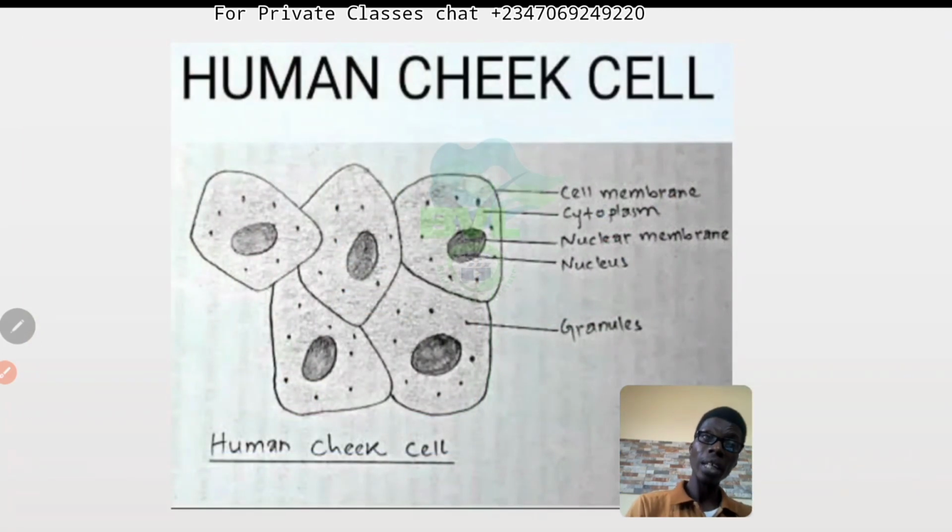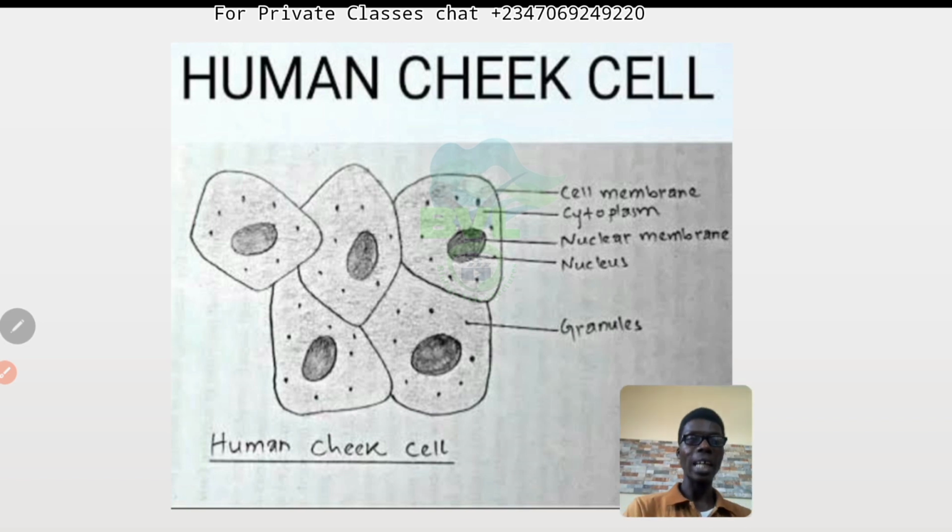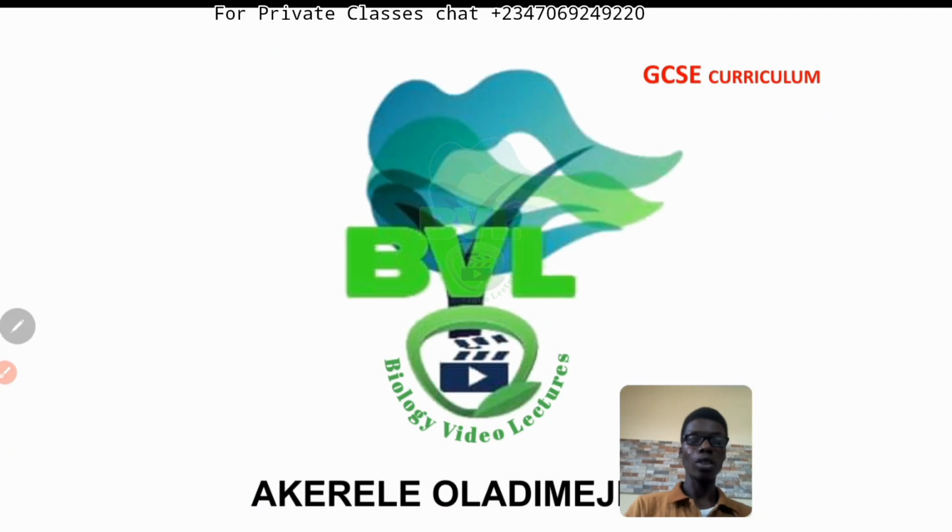So this is the human cheek cell there. You can see what I just talked about. This is someone drawing this also. You're literally going to be looking at it under the microscope and drawing like that. All right, hope that was helpful.